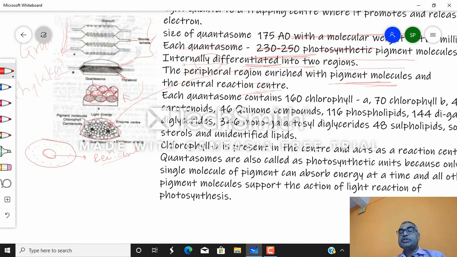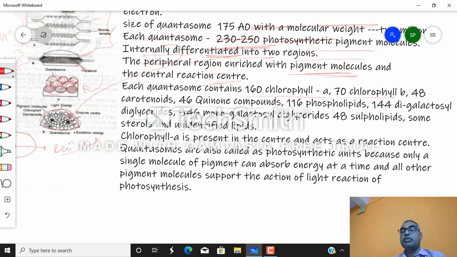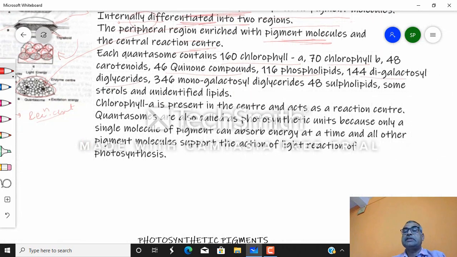Each quantasome contains 160 chlorophyll A, 70 chlorophyll B, 48 diglycerides, 48 carotenoids, 46 quinone compounds, 116 phospholipids, 144 digalactosyl diglycerides, 346 monogalactosyl diglycerides, 48 sulfolipids, some sterols, and unidentified lipids. Here chlorophyll A is present in the center and acts as the reaction center. We will see what the essential pigment is, and what the reaction center is.